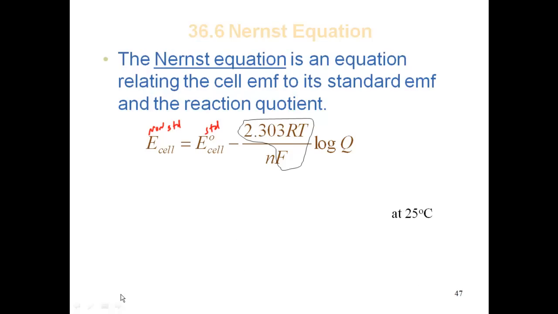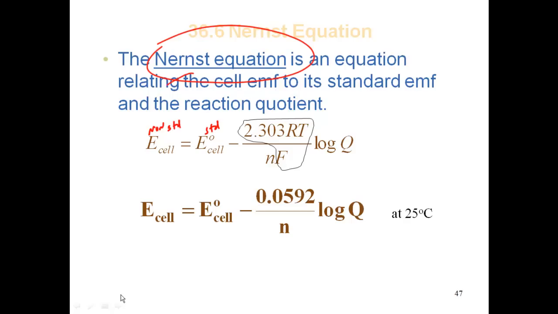That 2.303 RT over F can basically go back to that constant we talked about before. And we can rewrite the equation: E of the cell, meaning your non-standard cell potential, is equal to E naught, which is your standard cell potential, minus 0.0592, which is that 2.303 RT over F, divided by n, which is your number of electrons transferred, times the log of Q. Q being your products raised to their coefficients divided by the reactants raised to their coefficients. This is what we refer to as the Nernst equation. We're going to do everything at 25 degrees C in this class.